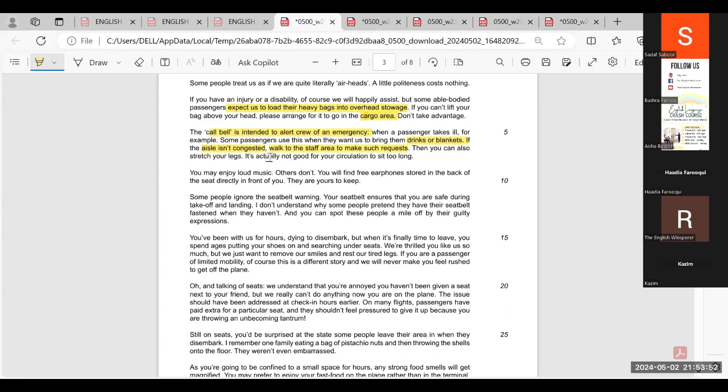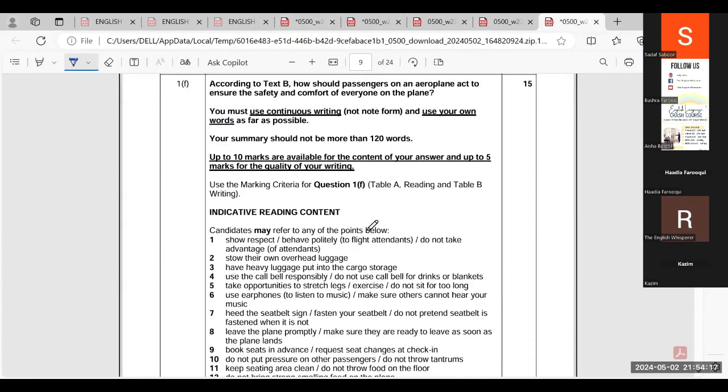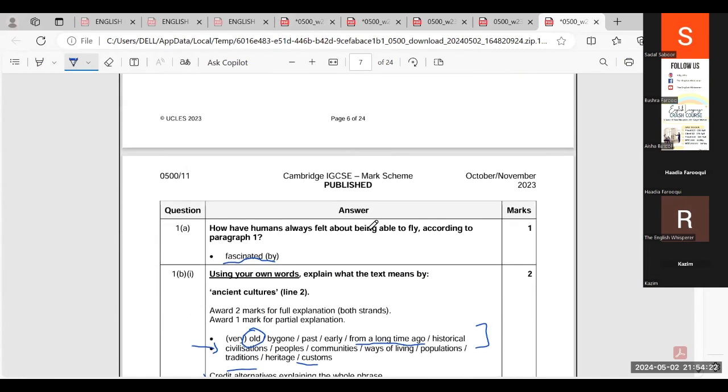All right, so these are things that you can do to make it comfortable for the flight attendants, and for safety, all of these things. So things like, you may enjoy loud music, others don't. You will find earphones stored in the back of the seat directly in front of you. They are yours to keep. So you can say use earphones to listen to music and not disturb other people while they're sleeping. There's a lot of points that you will be able to find.